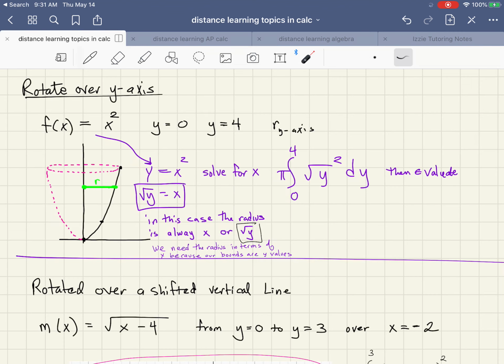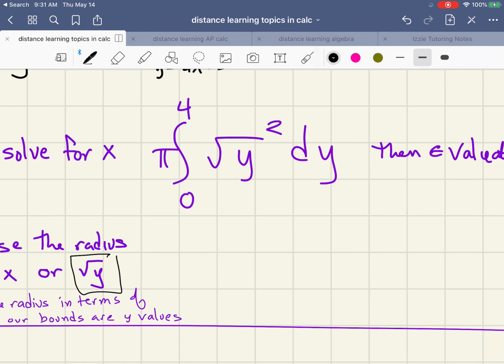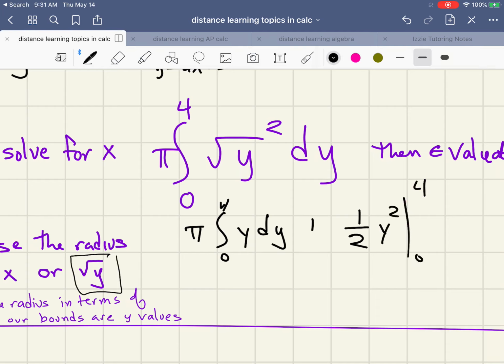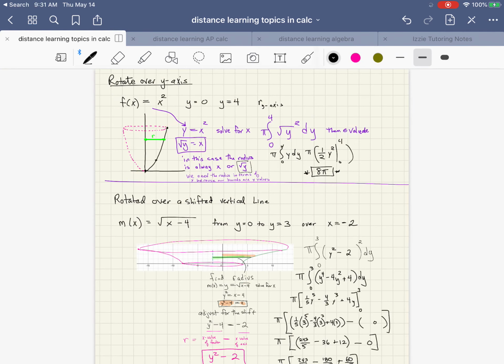Then we're going to evaluate. This one's pretty easy. We might as well just do this one out, because when I square that square root, I just get y. When I integrate y, I get 1/2 y squared. Plug in the 4, 16 times 1/2 is 8. Plug in the 0, and then multiply by pi. 8 pi is the volume of that shape.